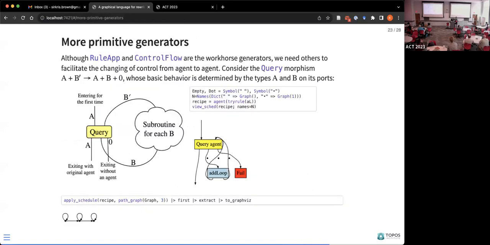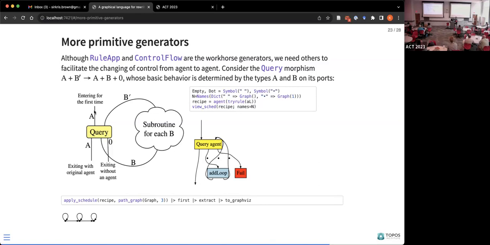So we have almost everything we need in place to make sense of our solution. These rule applications and control flows are really doing the heavy lifting for these models, but we need a couple other primitive operations in order to manage switching control from agent to agent. So how do we say something like do X for all vertices? The thing that's going to allow us to do that is we're going to make a yellow box for it, and we're going to call it a query box.